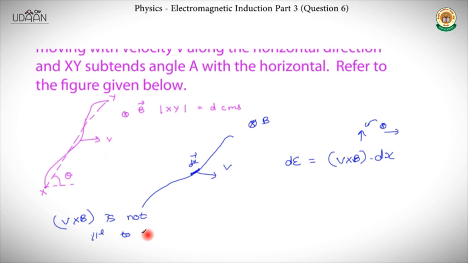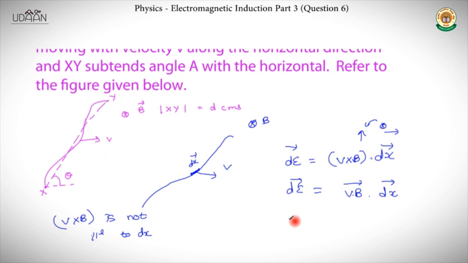So I am going to leave it aside. The dot product, let it stay like that. It's a vector form. So I can write it as d(emf) equals v cross b dot dx. That's correct.